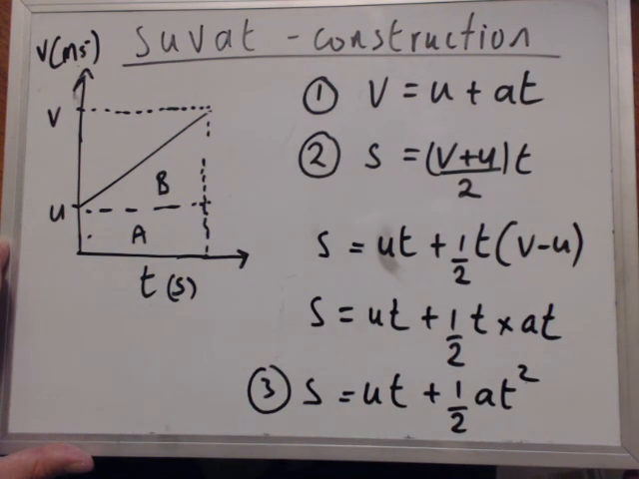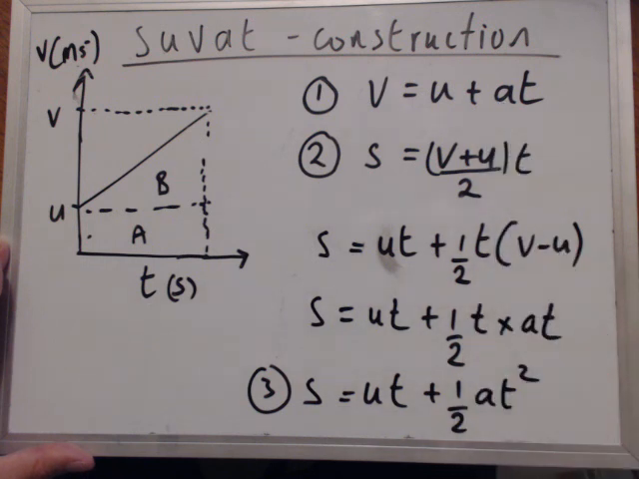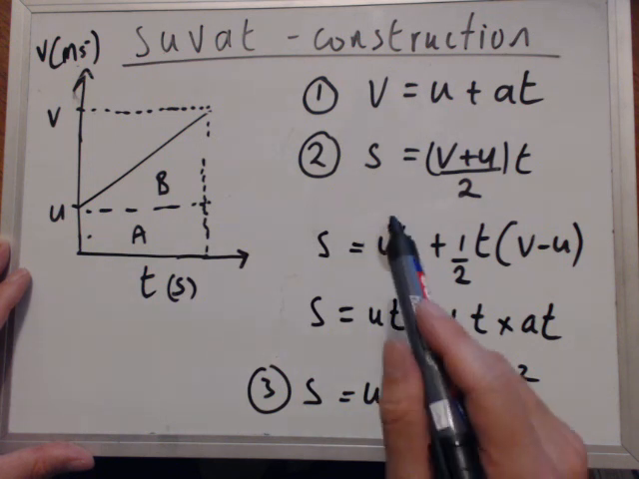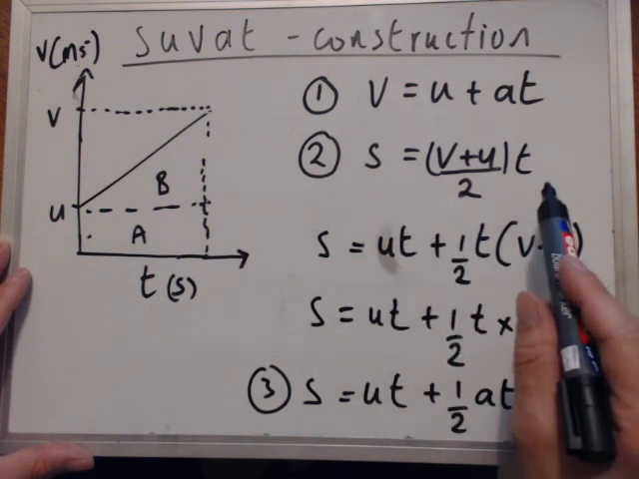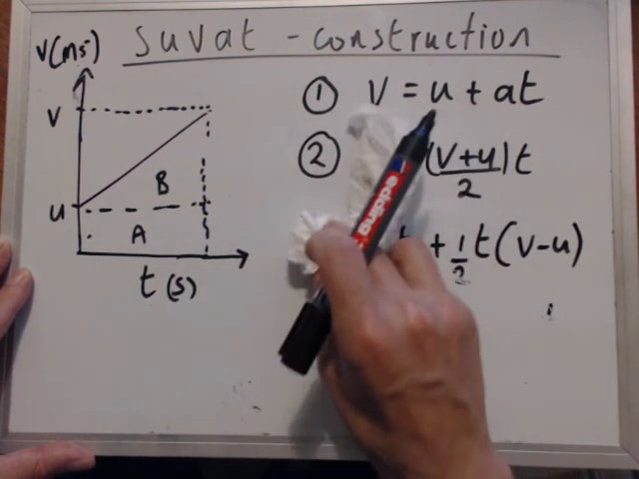Now the fourth equation, we want to have an equation without time in it, because we've got time in that one, time in that one, time in that one. We want an equation without time in it. So what I'm going to do is use equations 1 and 2 and eliminate time. So we shall rub this one out.